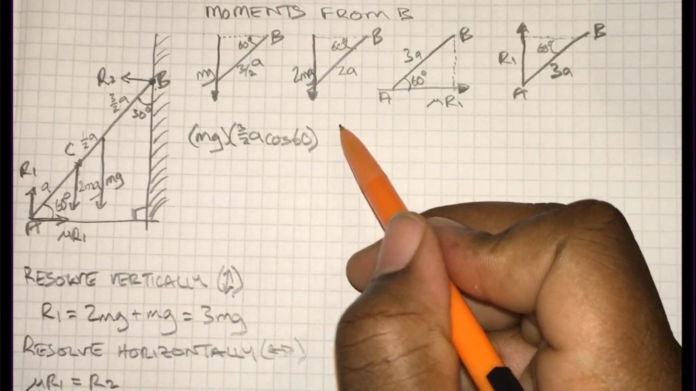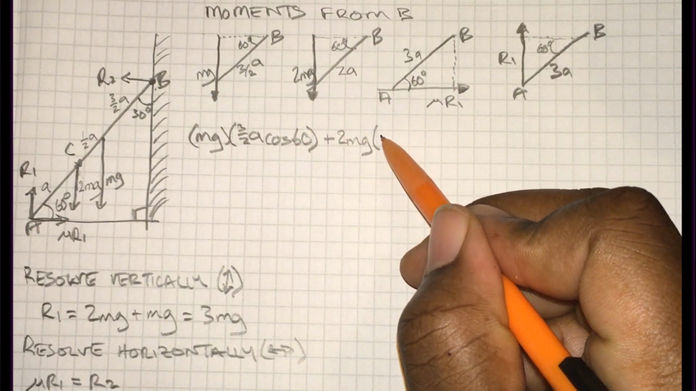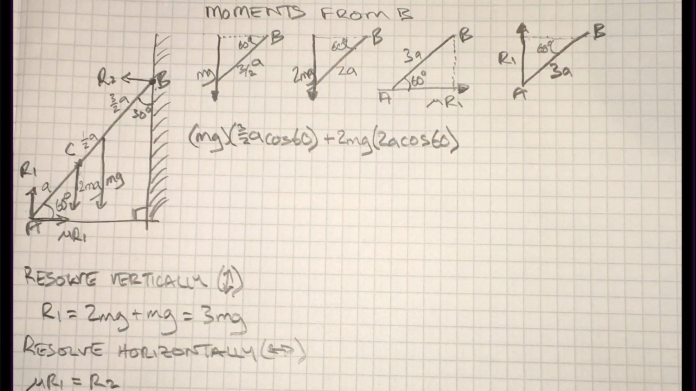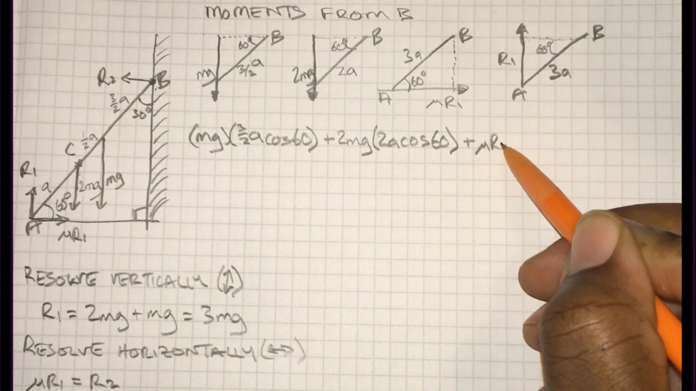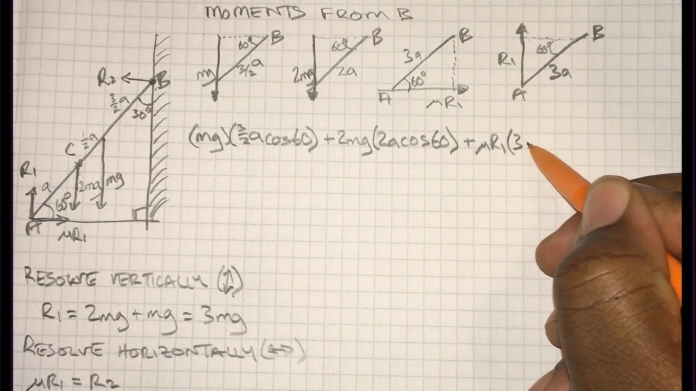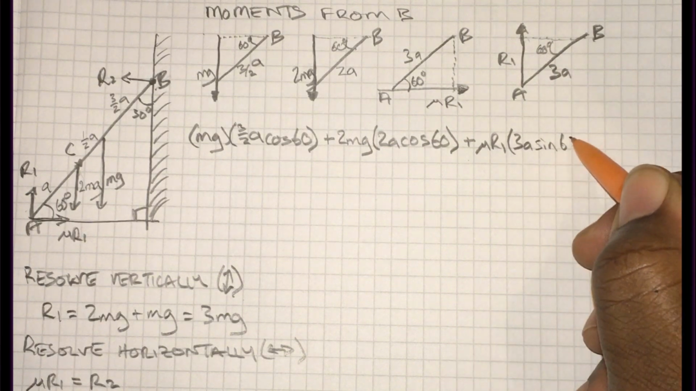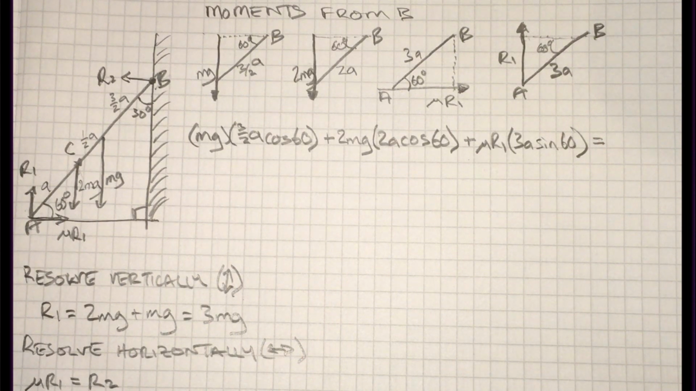All right, so mg is the force. The perpendicular distance is the hypotenuse multiplied by cosine of the angle. 2mg is the force, hypotenuse multiplied by cosine of the angle. So magnitude of the force multiplied by the hypotenuse, and this time it will be sine of the angle, so sine 60 this time round. Okay, and altogether that should equal the clockwise force, which will be R1 multiplied by the hypotenuse times cosine 60.